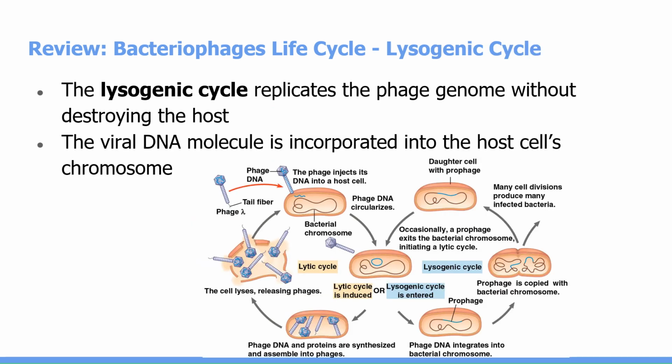The other part of the bacteriophage's life cycle would be the lysogenic cycle. The lysogenic cycle replicates the phage genome without destroying the host. So it incorporates that DNA into the bacterial chromosomal DNA, and it just sits there getting replicated over and over again when that bacteria undergoes asexual reproduction. And so the lysogenic cycle just repeats itself in this process until the lysogenic can turn into lytic, as you guys can see in this diagram.